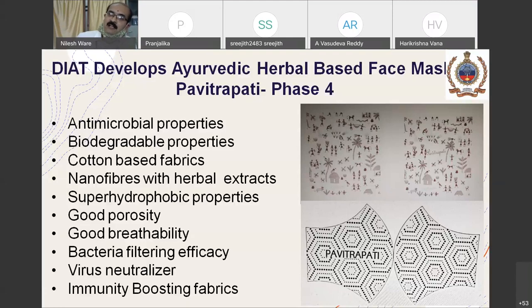No problem. The condensation problem is there on the glasses. So for that reason, we'll have to take it towards the nose and my frame should come on that fabric material. That's all. Very simple common sense and there is no condensation, but still it's a fantastic porosity. Good breathability, bacterial efficacy properties, virus neutralizing. What do you mean by virus neutralizing? Whatever proteins are present on the surface of the virus, when it reacts with the herbal extract of our system, it neutralizes those amino acids.